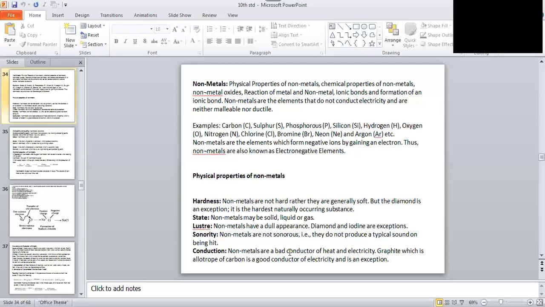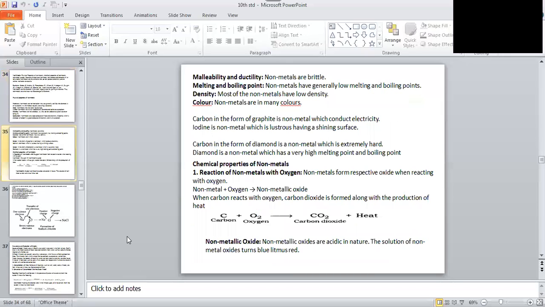Then conduction. Non-metals are bad conductors of heat and electricity. Here again, one exception, graphite. It is made up from carbon. It is an allotrope of carbon. It is a good conductor of electricity. This is an exception. Remember this well.